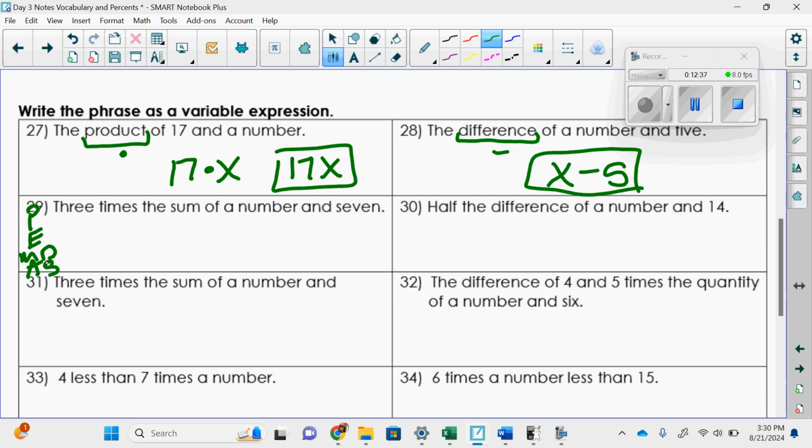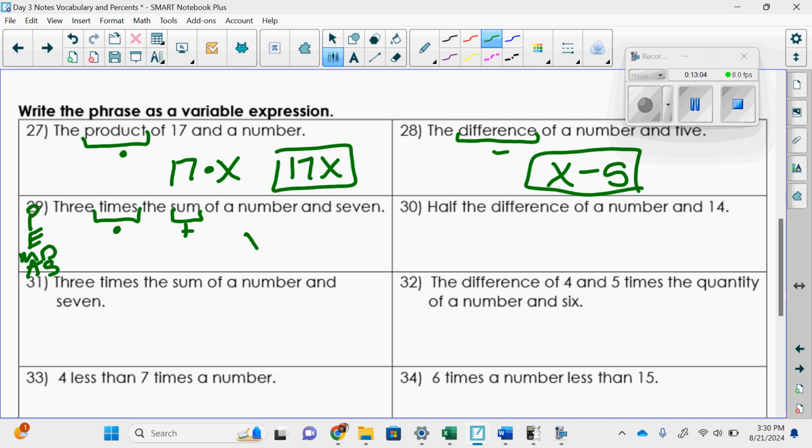The only way that we can add first before we multiply is if our addition is in parentheses. So in order to do 3 times a sum, we have to put the sum in parentheses. Times means multiply, sum means add. So the only way that we can multiply something that's added is if we put what's being added in parentheses.